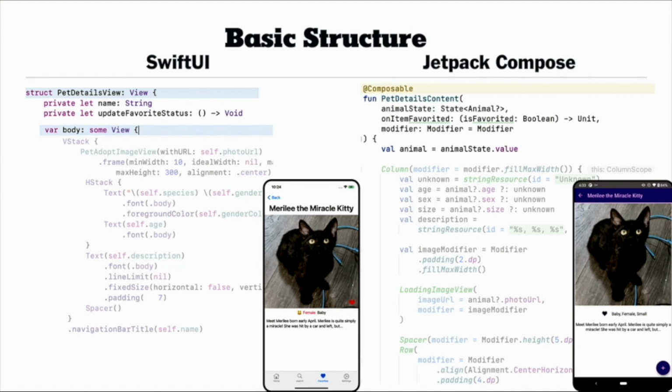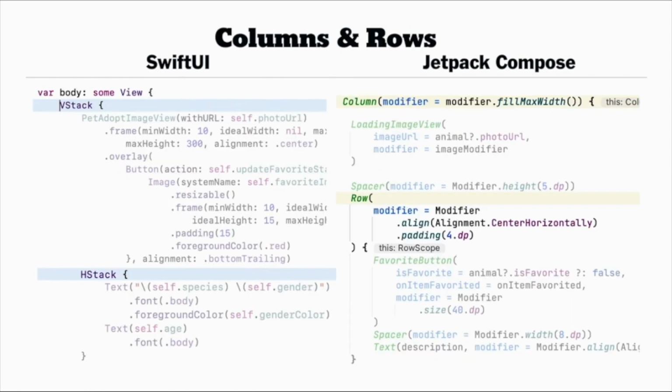And you'll notice in my SwiftUI view that I have a name and an update favorite status lambda, which are parameters or state that I'm passing in. This is very similar to in Jetpack Compose where we have our parameter state or we declare some state, so that way we can get some content to fill in our view.